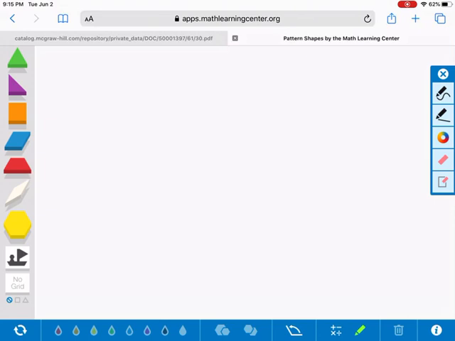Okay, now we're going to use two trapezoids to make a figure that has exactly two lines of symmetry. Now, if we were in class, we would be having you guys play around with these pattern blocks, but since we're not, you guys can use this app, it's mathlearningcenter.org, and there is a free app about pattern shapes, they call them, instead of pattern blocks, and you guys can also play around with this on an iPad or a computer, or even a phone, I think.